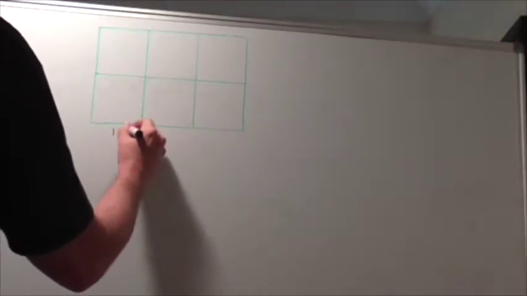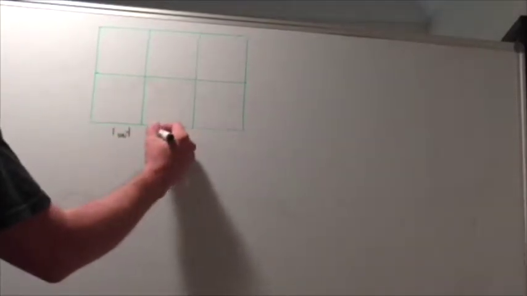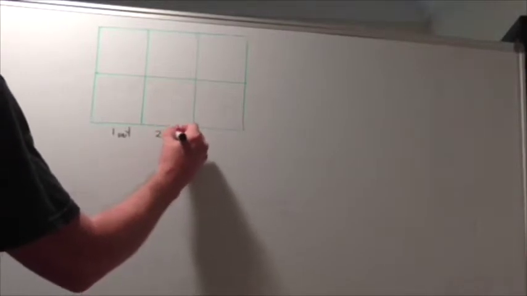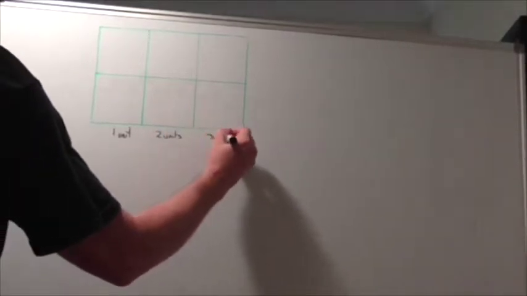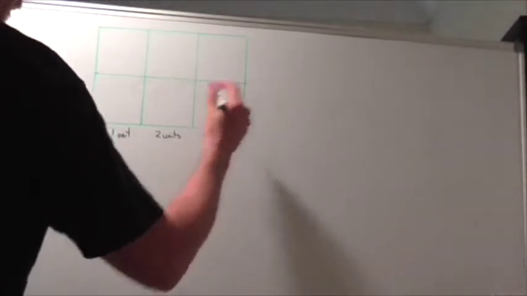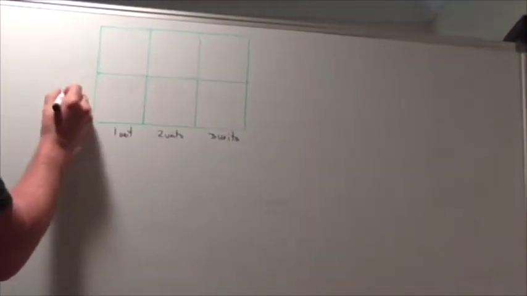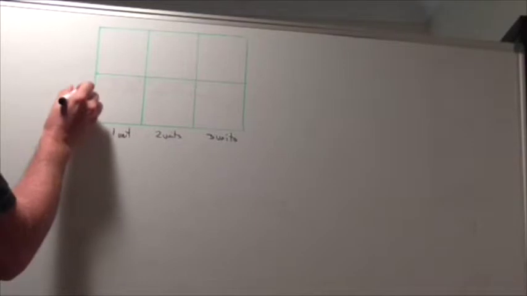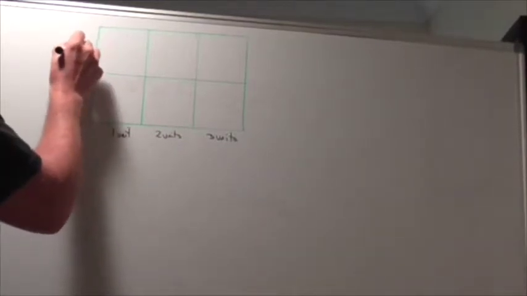unit. It doesn't represent 1 centimetre. It only represents 1 centimetre if it says that that is 1 centimetre. 2 units, 3 units, and so on. And these are square units, so that's 1 unit there, and 2 units.